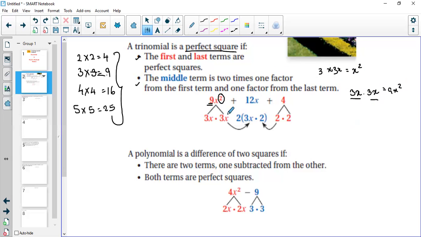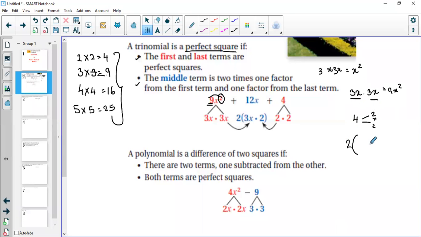Similarly, if the first term is a perfect square, move on to the last term, because we're going to look at the perfect squares of the first and the last term. Now, is 4 a perfect square? Yes, it is, because 2 multiplied by 2 is 4. Now if the first term and the last term are perfect squares, you still need to check whether multiplying them with a 2 gives us the middle term.